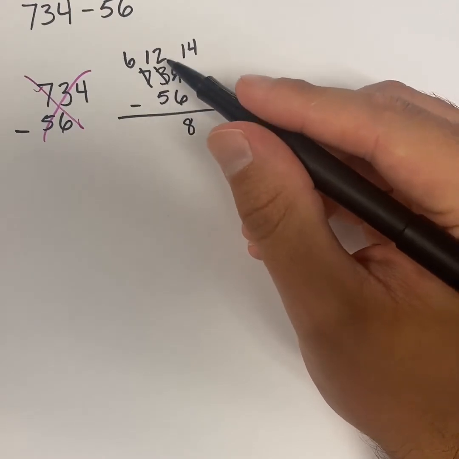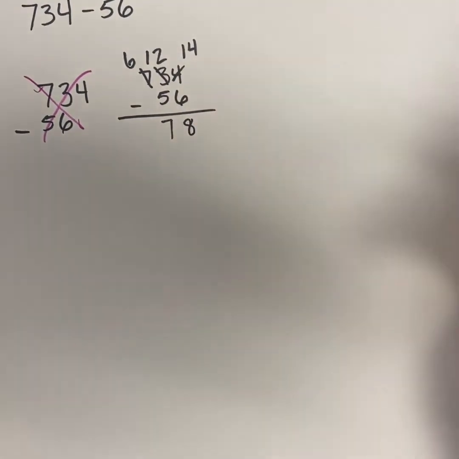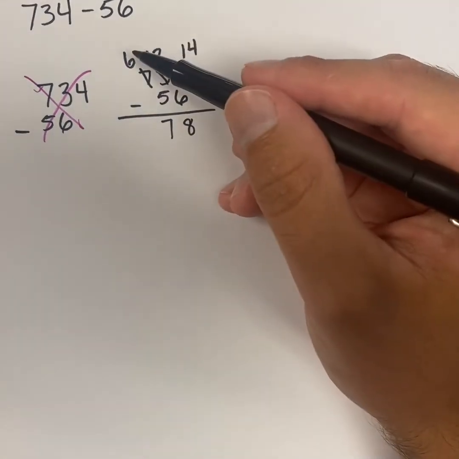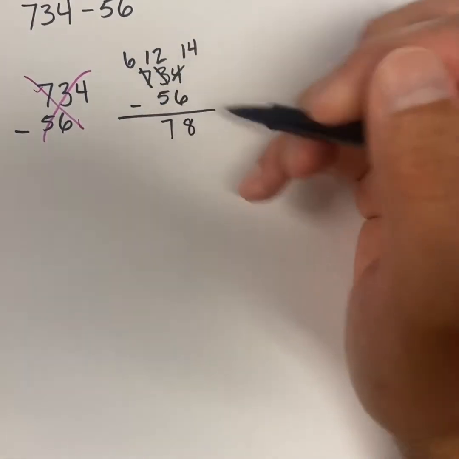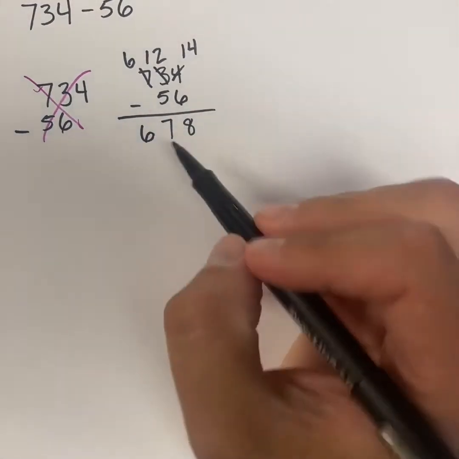Okay, simplify it. It's actually just 12 minus 5. That's going to be a difference of 7. And then we have our 600 left over. We have nothing to subtract from that. So our answer would be 678.